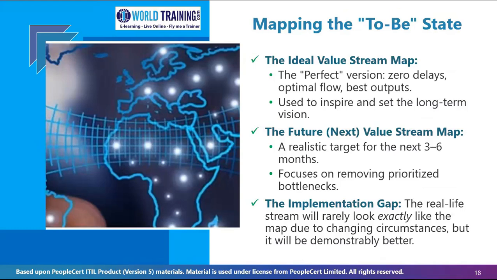Mapping the to-be state. 2 types of future state maps. The ideal value stream map is the perfect version, which includes 0 delays, optimal flow, best outputs. It's a long-term vision and inspiration. And the next one is a future or next value stream map. This is a realistic target for the next 6 or 8 months, focused on removing prioritized bottlenecks. The implementation gap: the real stream will rarely look exactly like the map because circumstances change, but it will be demonstrably better, and that's the point.